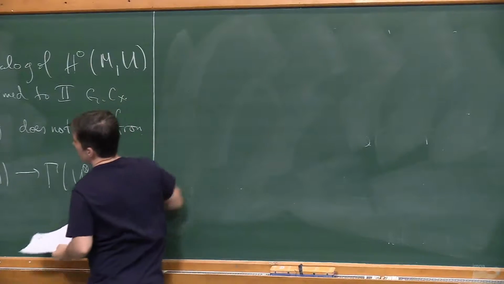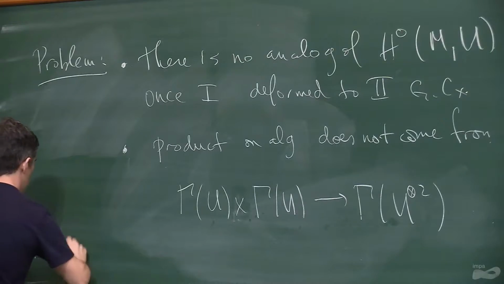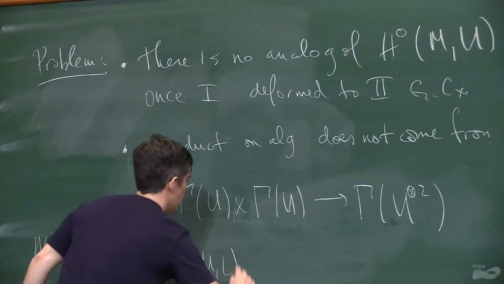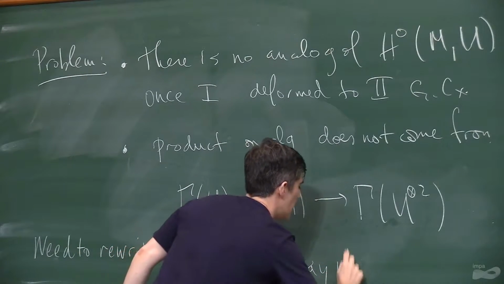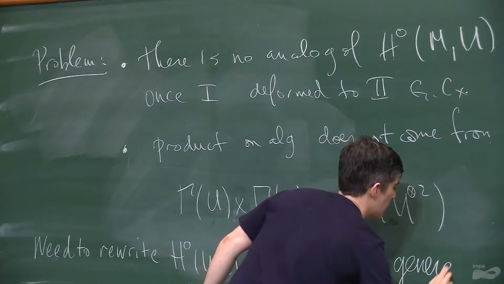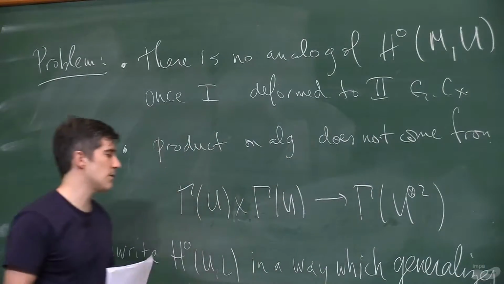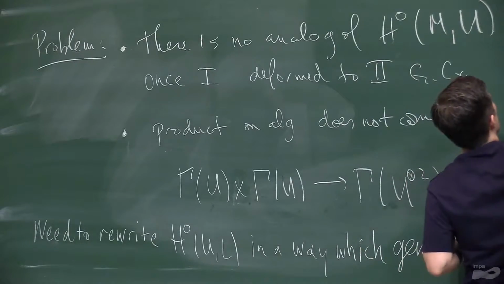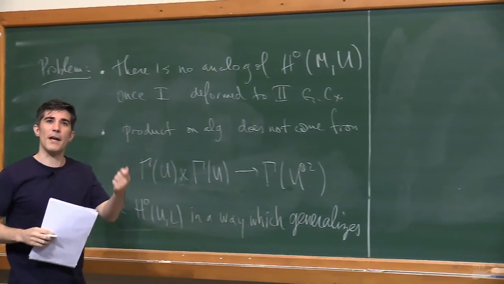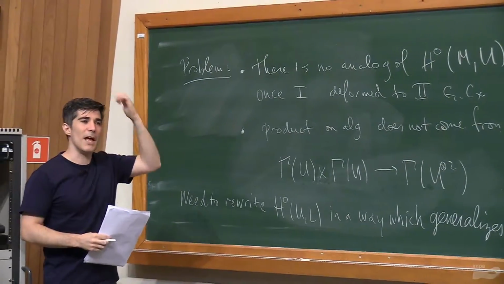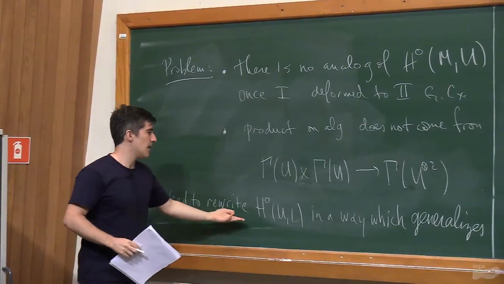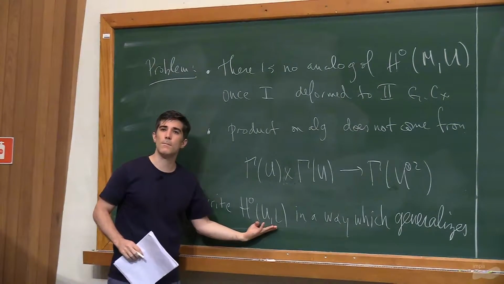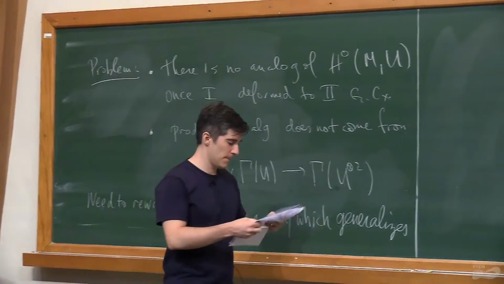Okay, so we need to rewrite H0 of U in a way which generalizes. Okay, so this is the key step. We did not know how to do this until this paper with Francis and Maxime. The paper with Francis and Maxime from last year is important because it explains how to re-express this space of sections in a completely different way.